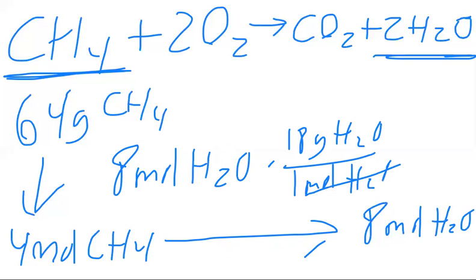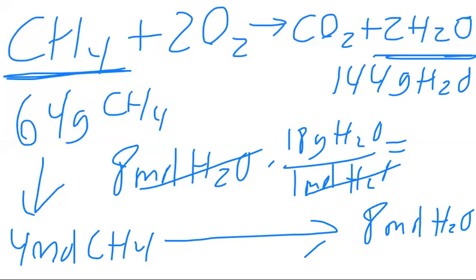So the moles of H2O cancel out. And we ultimately wind up with 8 times 18. So that's 64 plus 80, which is 144. So 144 grams of H2O. Okay, and that's our final answer there. That's how many grams of H2O we get from 64 grams of methane.